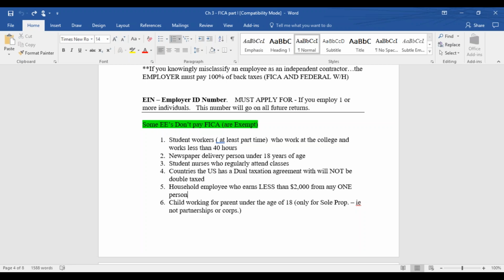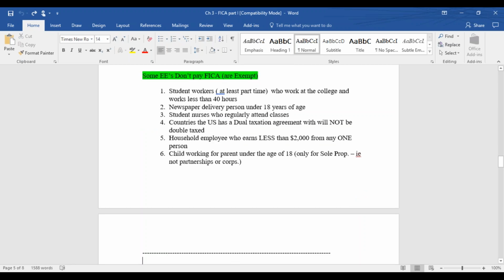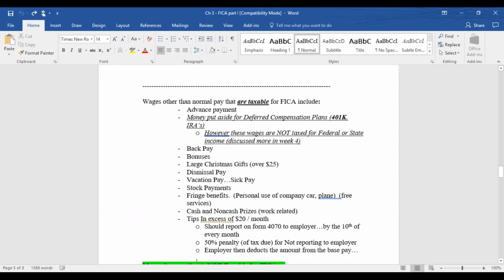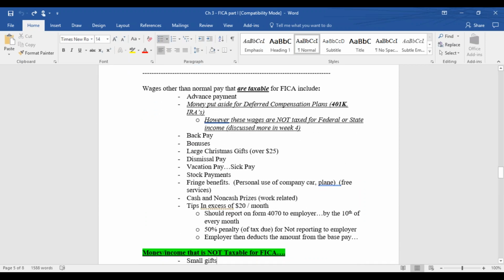A few people don't pay FICA taxes. You can read through those, and you need to see who doesn't pay it. Here's the part that I was talking about: deciding which wages are actually going to be taxed, and then whether I can deduct anything from my wages and not pay tax on that portion for FICA taxes.